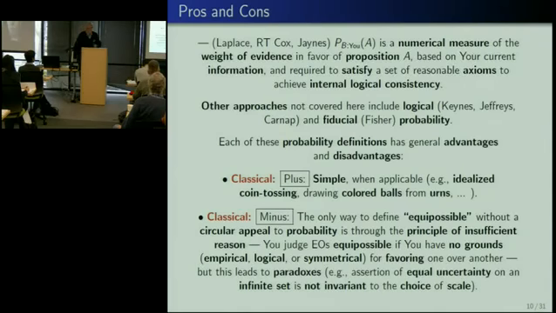For these people, and for me, this is my favorite definition of probability: the Bayesian probability for you of the truth of proposition A is a numerical measure of the weight of evidence in favor of proposition A based on your current information, and we require that these probabilities satisfy a set of reasonable axioms that forces them to achieve internal logical consistency. And Mr. De Finetti had the same thought about logical internal consistency, and he expressed it in terms of betting with a concept that's called Dutch book. Suppose I quote the probability of rain.